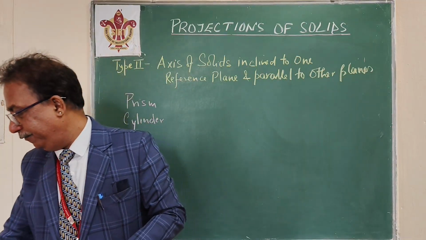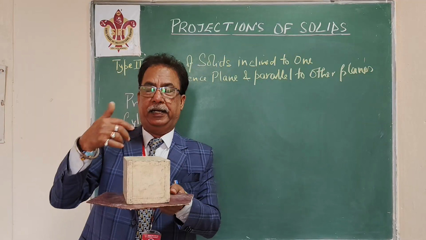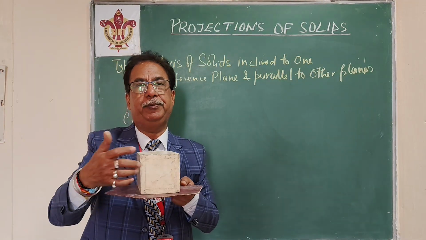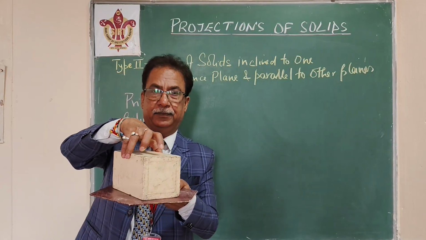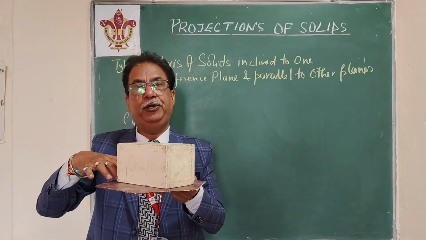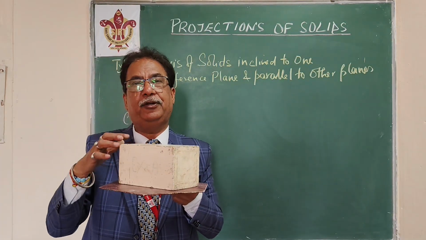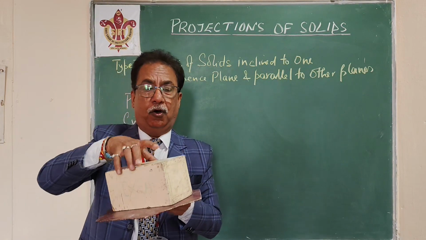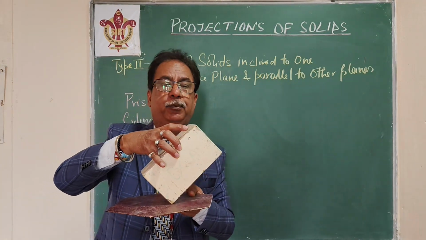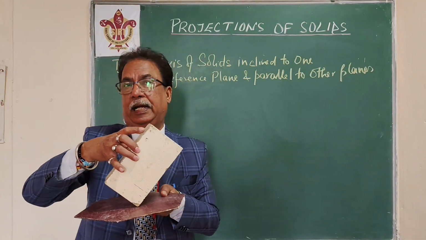Or if I hold it like this, again this is the simple position, axis perpendicular to VP. You know that we start from the front view. If I rotate it like this, now the face will be on the HP, but the axis will be inclined to VP and parallel to HP. So in this case, it is not possible to draw the projection of the solid directly.